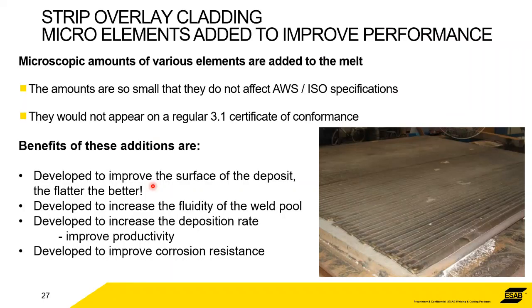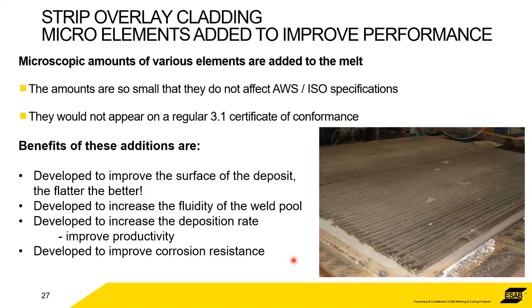So what grades are available? I would say, as with certainly the Exaton products, we talk about microelements, and I know I've mentioned these before in other presentations, but it's worth knowing. These are microelements that are added to the melt. They don't appear in any of the specifications, and they would not appear on a certificate of conformance because they're so small. These are little additions of various elements that have been developed by the manufacturer in order to give these benefits. They are very tiny additions, but they do have a very big effect.